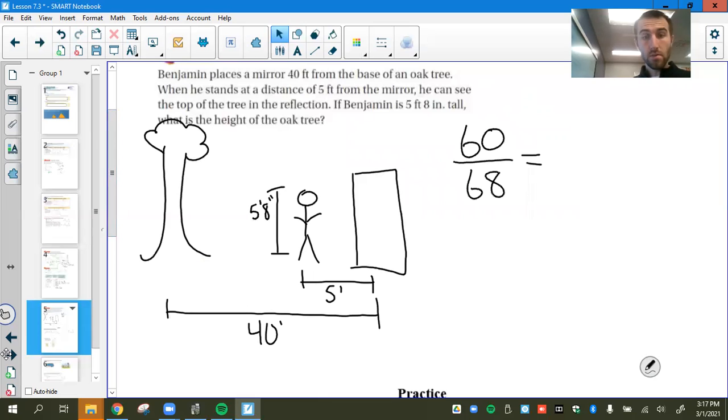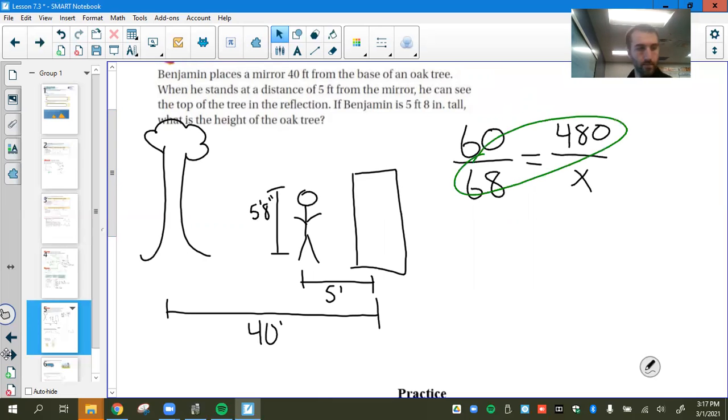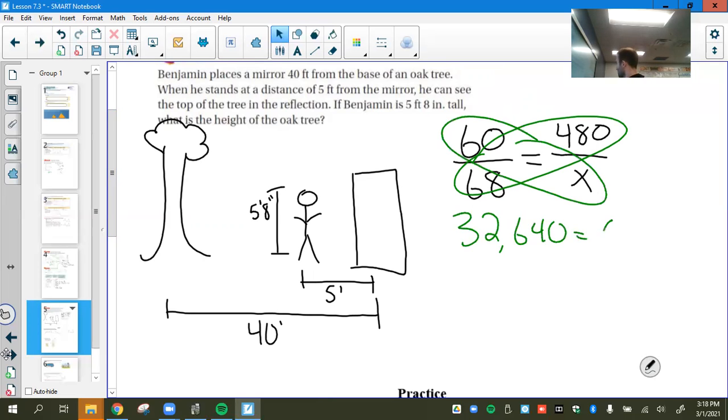What's our other ratio? Well, when it was 5 feet, it was 5 feet 8 inches. When it's 40 feet or 480 inches, and we don't know the height of the oak tree. So we have a ratio set up here. Let's cross multiply and divide. So 68 times 480. So far, so good. We divide by 60 and we find that X is equal to 544 inches.